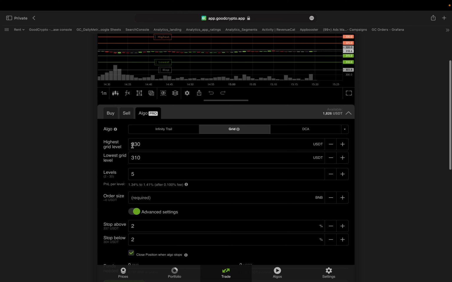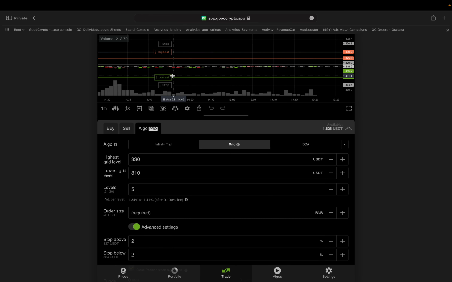So the highest grid level will be at 330, and the stop above it will be at 337. And the same way for the lowest grid level. What that means is if and when the price leaves the grid range, and if it reaches this level, then the grid is going to stop. What would that mean? It will basically cancel all the open orders, and it will forget that it has been existing, and it won't send any new orders.